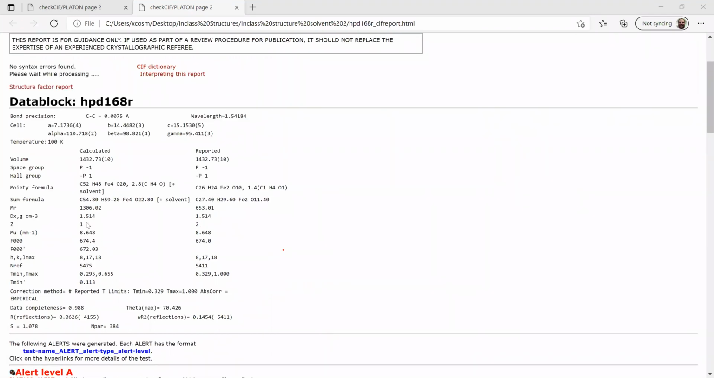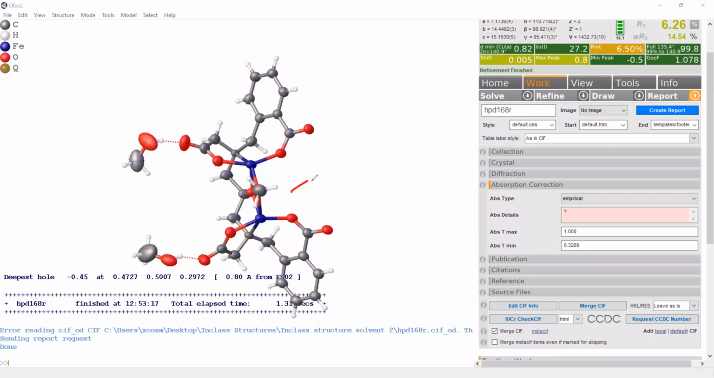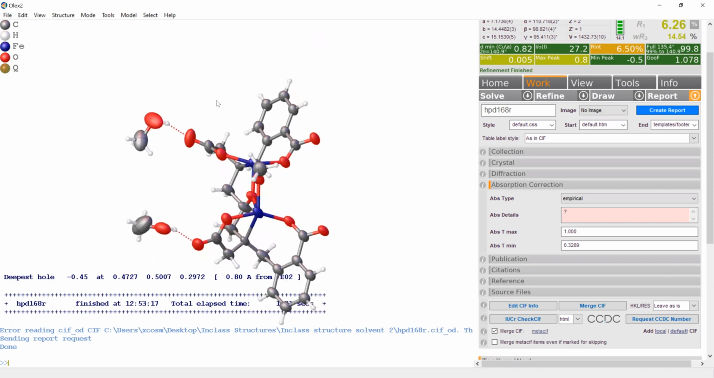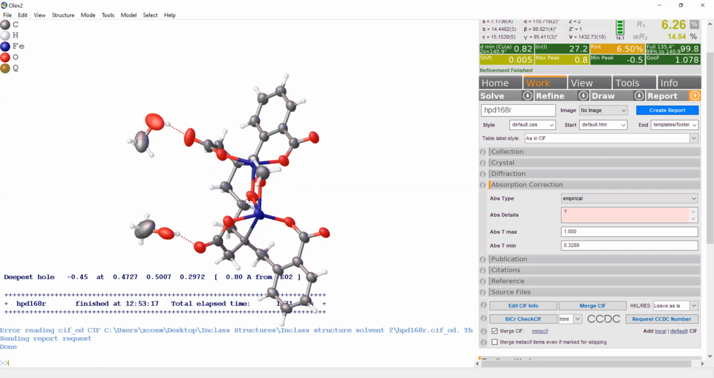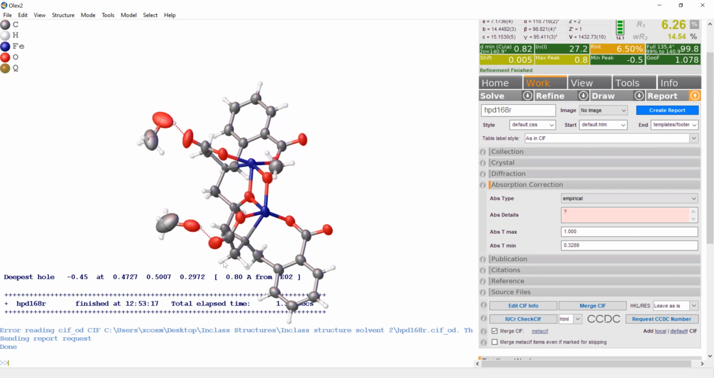So here they have a Z of 1, we have a Z of 2. Missing cell measurement reflections, I showed you how to correct those in a previous video, so that's very easy to correct. Now this Hirschfeld test difference, C-O-C, C-O-U, this means that we need to check the ellipsoid size and see if we maybe mislabeled an atom here. So let's go back and quickly look at that. And it's talking about this atom here, C00B, C00C. These ellipsoids are a lot smaller than the neighboring ellipsoids.